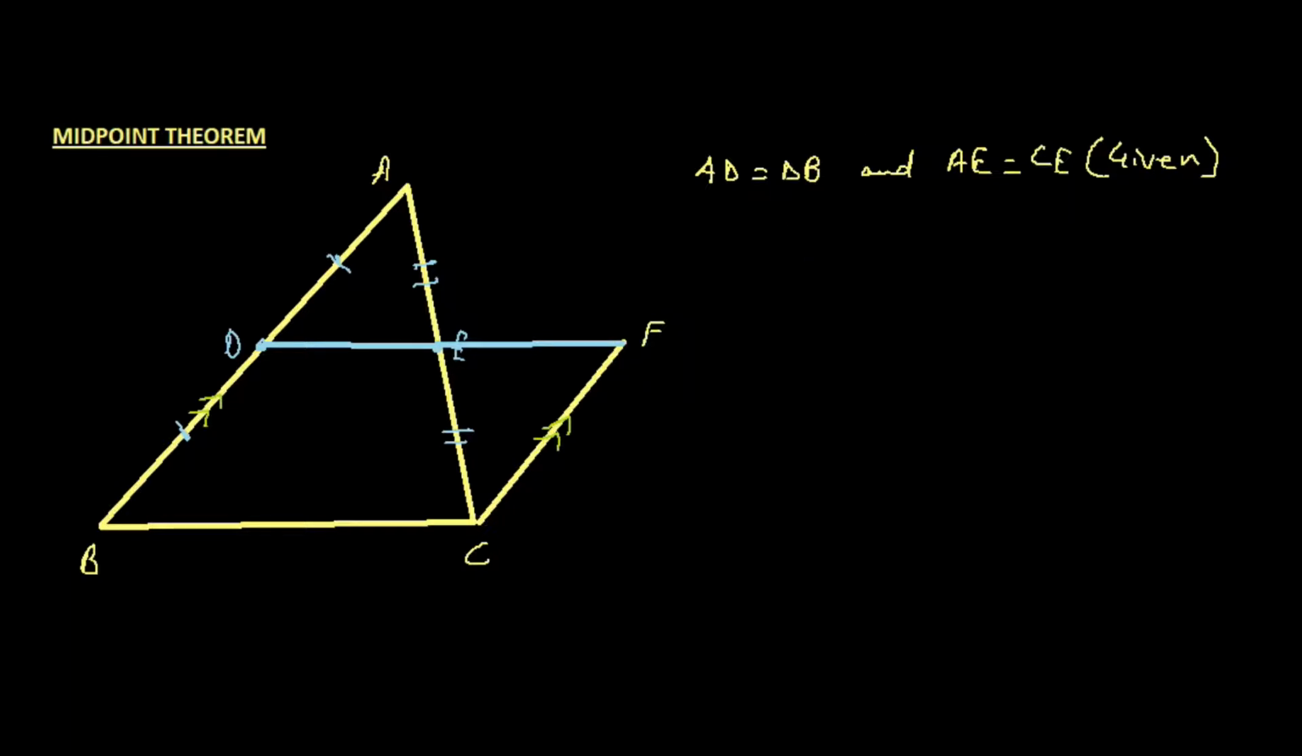So let me say that in triangle ADE and triangle CEF, what do we know? We know that AE is equal to CE. So let me write that AE is equal to CE. That's been given to us. So let me write that as given. What else do we know?